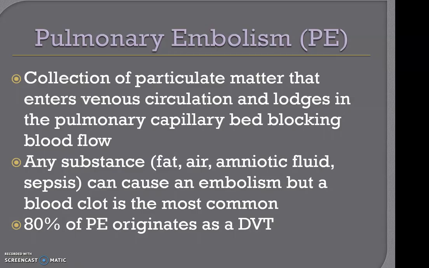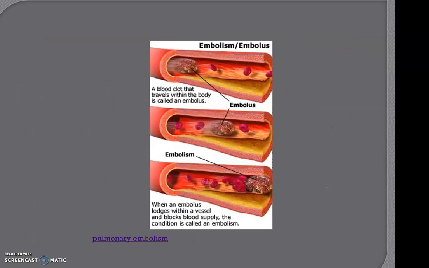It could be fat from a long bone fracture. It could be air introduced by a central line or central line insertion, and amniotic fluid from postpartum, or sepsis, because sepsis can create septic particulate matter type emboli. Blood clot is the most common. 80% of pulmonary embolisms originate as a deep vein thrombosis, which I believe you learned about in 150 or 151.